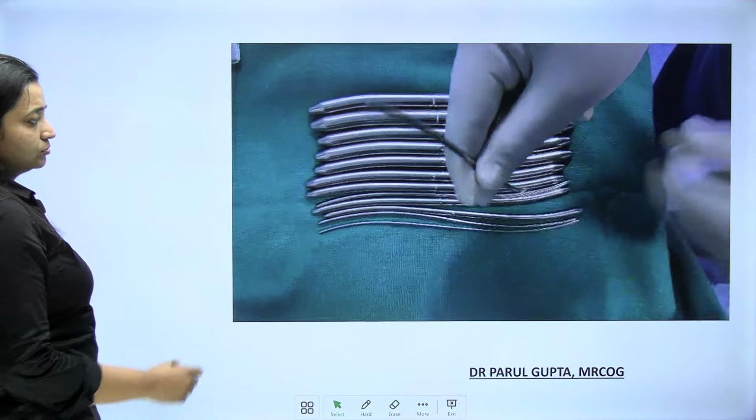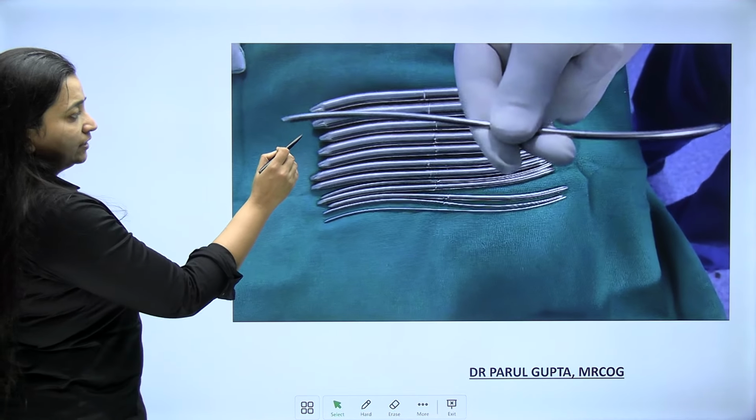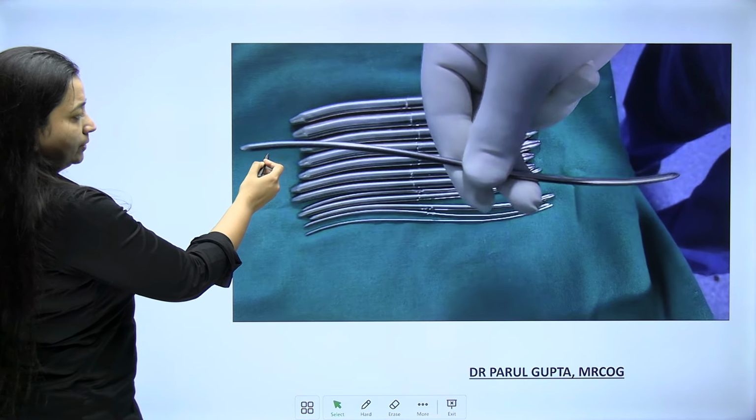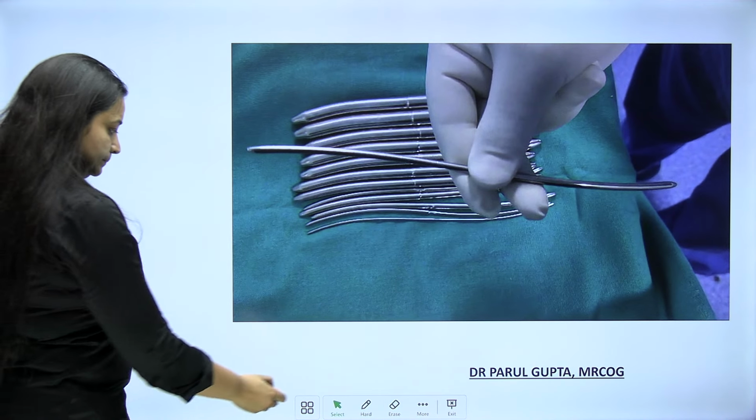This is how it looks. Curved structure, pen holding fashion, round tip, atraumatic.